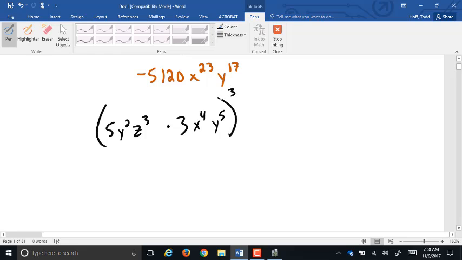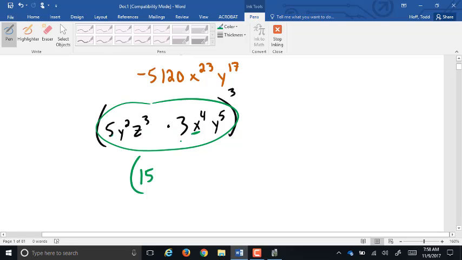How about this one? We have to do our multiplication inside here first, don't we? 5 times 3 is 15. Well, we should do the x first because it comes first alphabetically. You know, x, y, z, you got to go alphabetical.